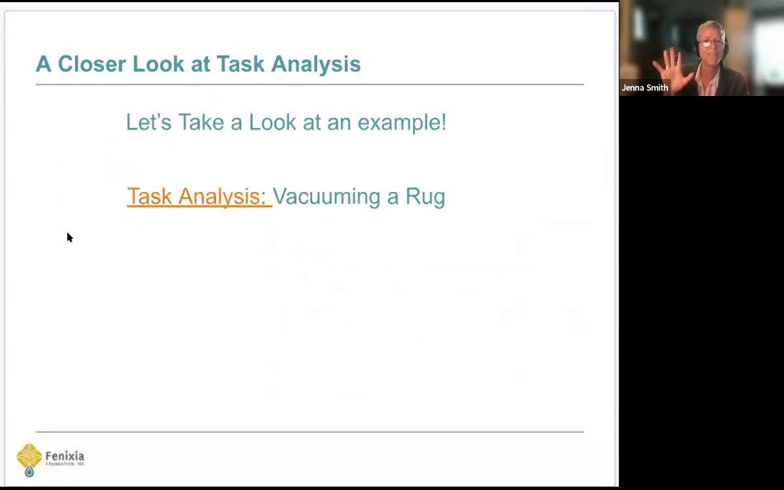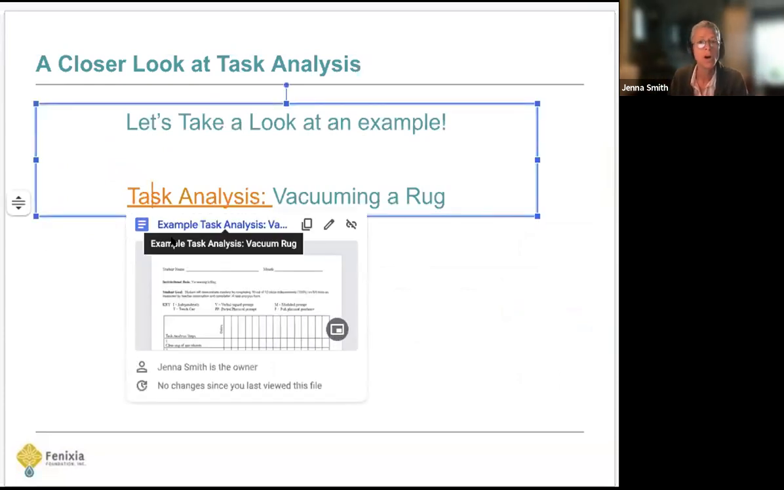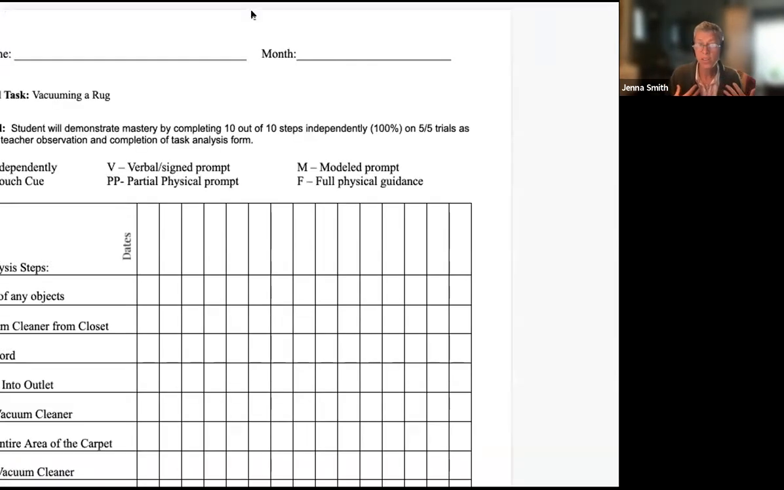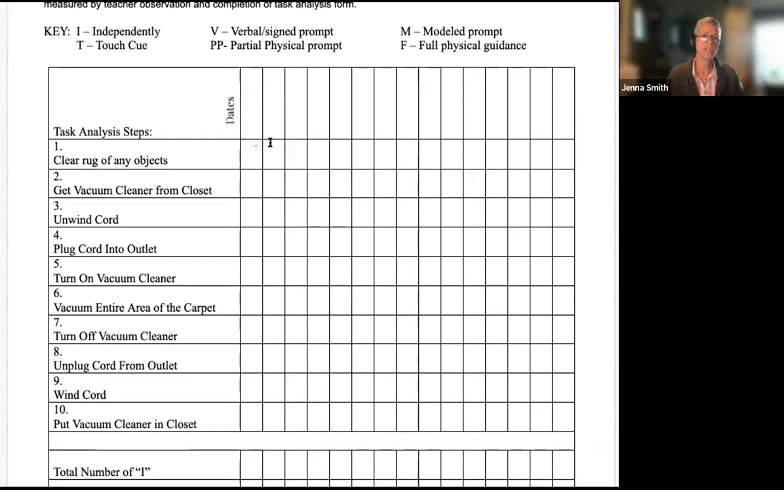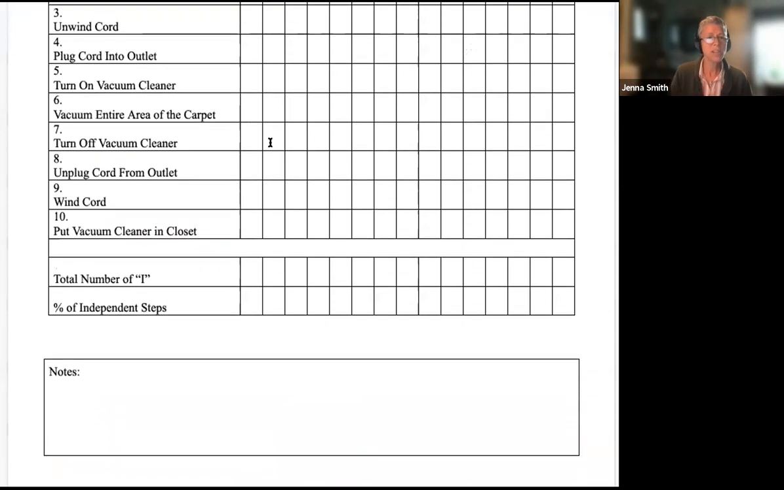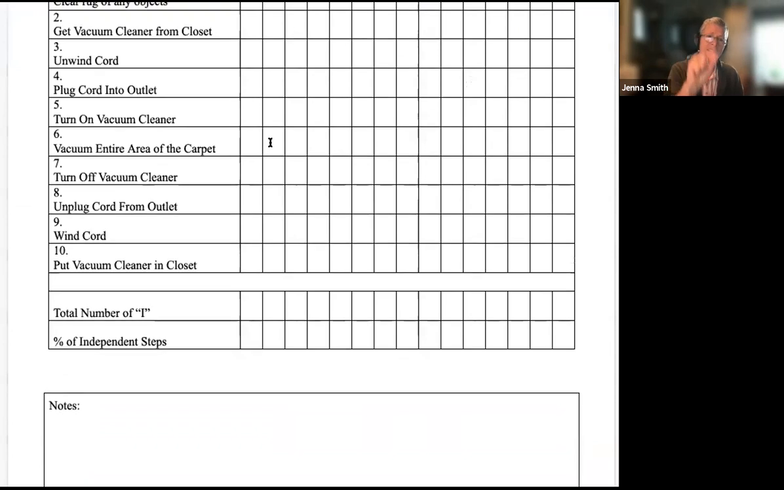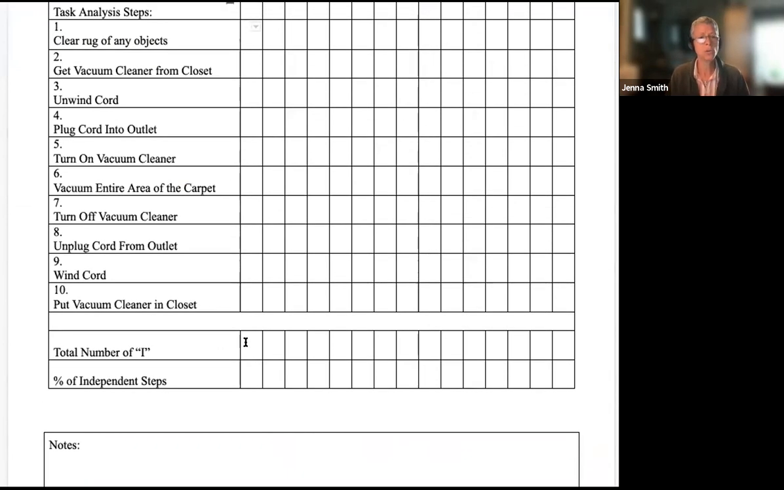So we're going to take a look at one task analysis. This is a sample of vacuuming a rug, and it gives you an example of how we would fill one of these out and what that might look like. At the bottom of this one, what I wanted you to see, we've listed the steps on the left for what it takes to vacuum a rug. But at the bottom, you can see on each day that you're doing that, you can total the number of I's, or independents. And now you've got your percentage of independent steps.